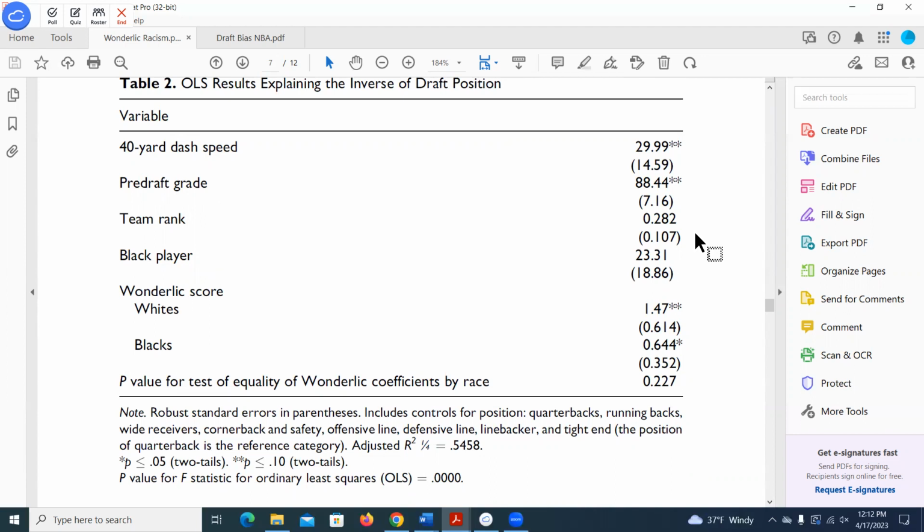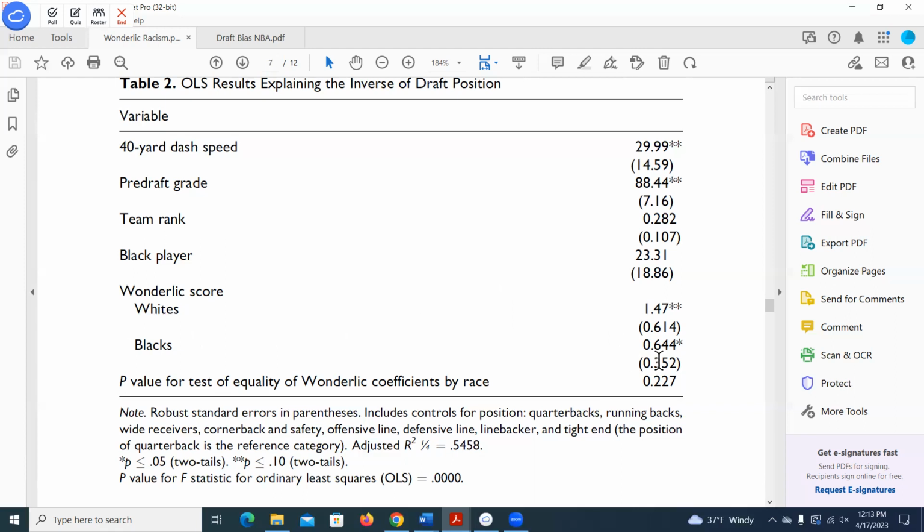So having a higher pre-draft grade, 1 point higher, would increase your expected draft number by 88 positions. Scoring 1 point higher on this Wonderlic score, if you're a white athlete, so that beta 1, that coefficient we had before, increases your expected draft position by about 1.47 positions. But then there's an additional effect for black athletes, so we have to factor that in.